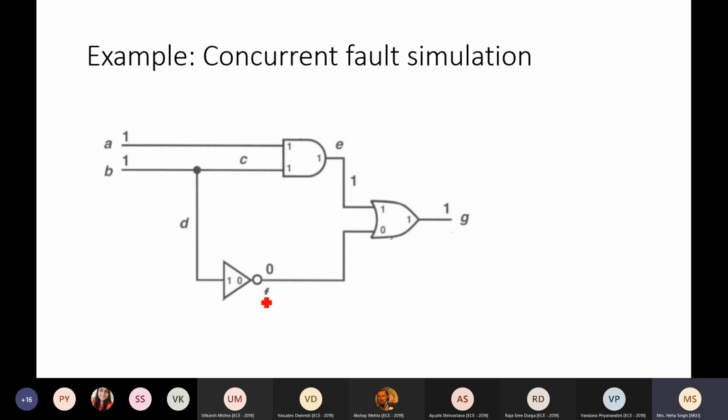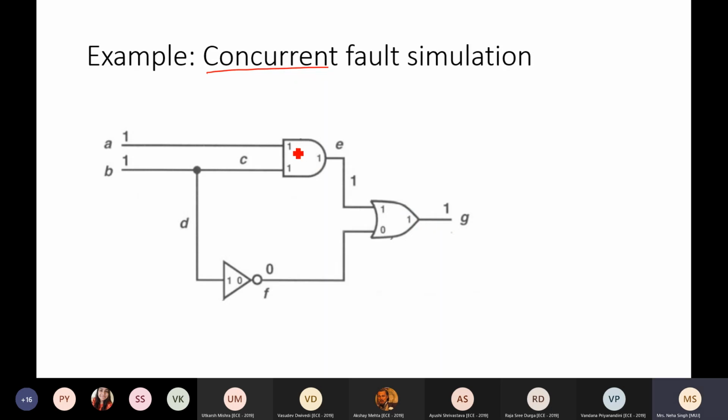Now, डिडक्टिव फॉल्ट सिमुलेशन जब हमने किया था तो हमने कितने सारे फॉल्ट लिस्ट बनाए थे? LA, LB, LC, LD, LE, LF and LG. But for concurrent fault simulation, we will have only 3 elements analyzed. One is this AND gate, the other is this NOT gate, and the third is this OR gate. So let us begin. The numbers that are written right now, logic values 1, 1, 1, 1, and 0, these are non-faulty outputs. And correspondingly, within the gates, the values for non-faulty circuits are written.